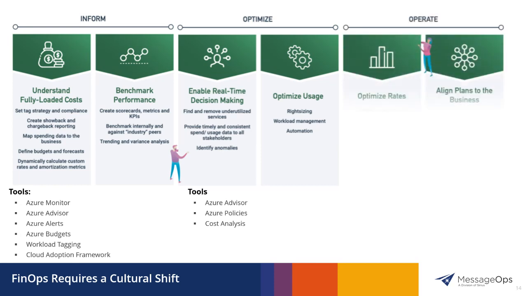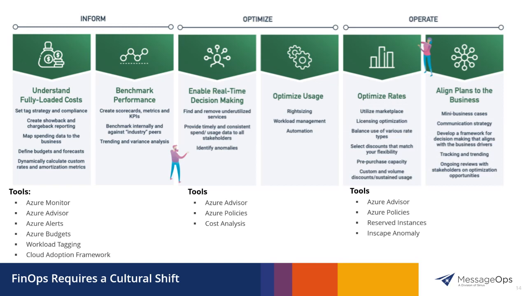And the next one, Kevin, because I want to get on, because we don't have much more time. We want to get on some meat here. And that's the operate model. And here, it's really the optimized rates. We talk a lot about licensing optimization, pre-purchase capacity opportunities, custom volume discounts. And then we talk about aligning the plans to the business. And again, Chris, you talk about Azure Advisor, which we spoke about, and policies.